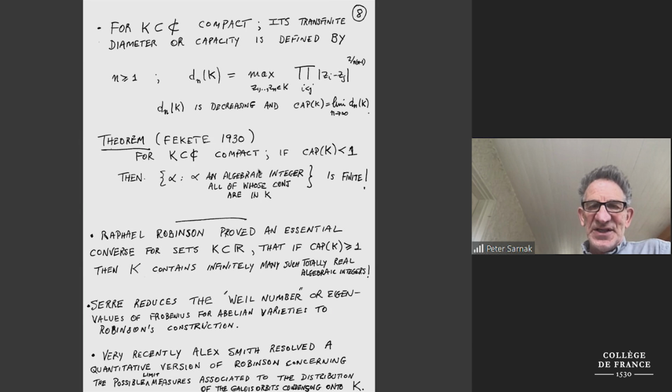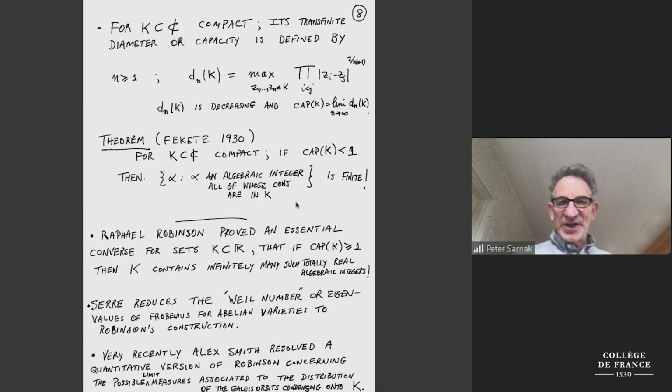So if the capacity is less than 1, and suppose the set contains an infinite sequence of algebraic integers and all their conjugates, then there can't be such an infinite sequence. In other words, your set has to have a certain size, capacity at least 1, to accommodate an infinite set of algebraic integers, meaning integers whose degree gets higher and higher, such that they are in the set and all their conjugates are in the set.